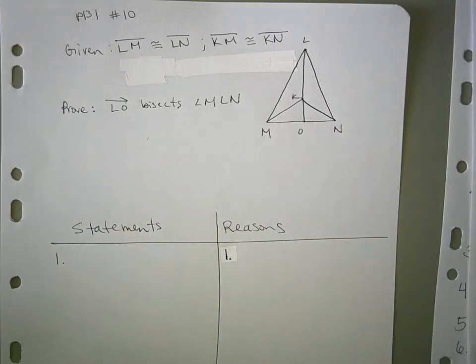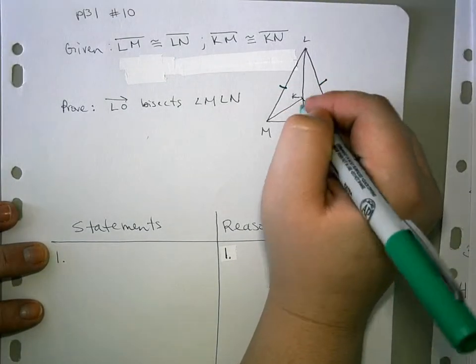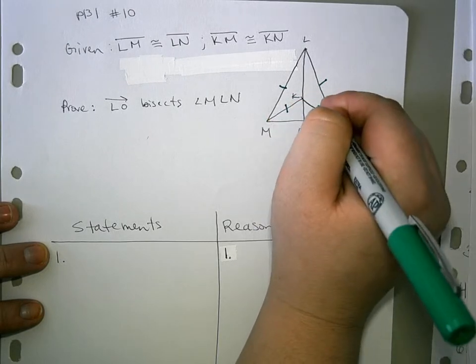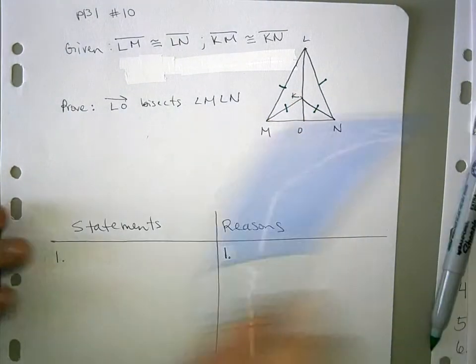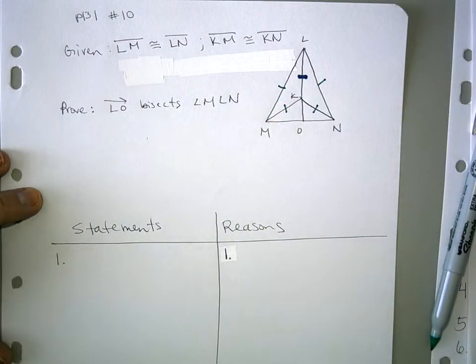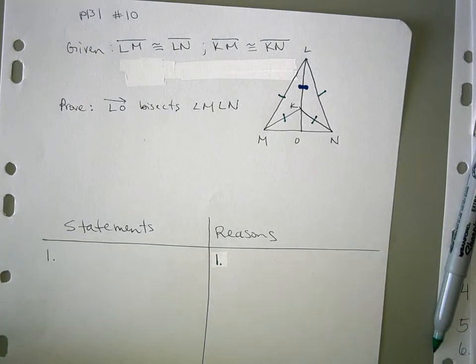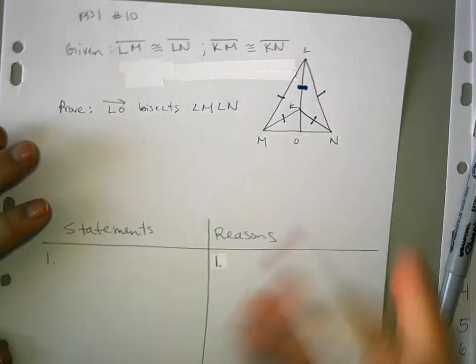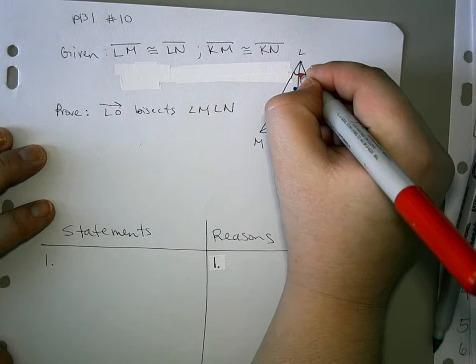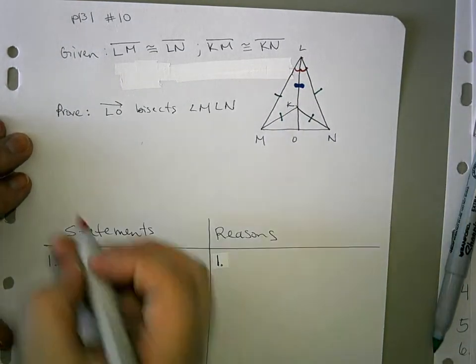All right. Green pen, given: LM congruent to LN, KM congruent to KN. Blue, middle, based off given. And red, what I have to conclude. So I'm going to go ahead and start from the end, what I have to conclude.